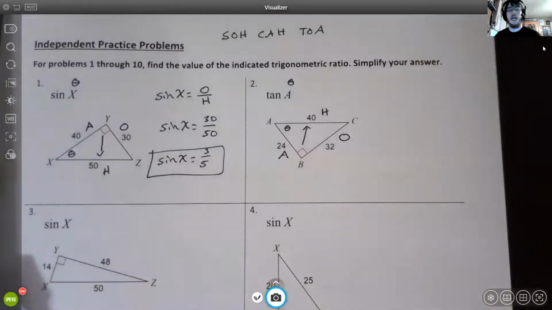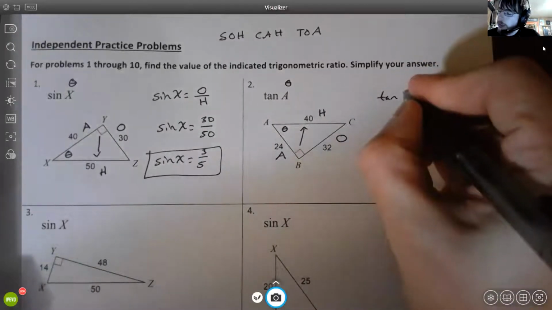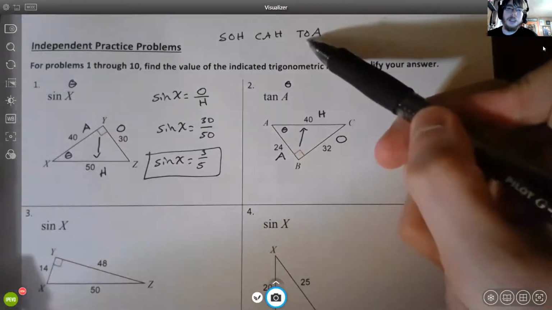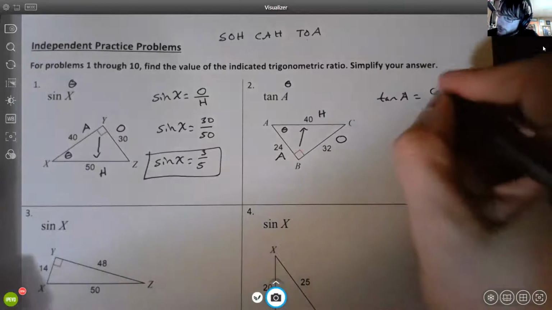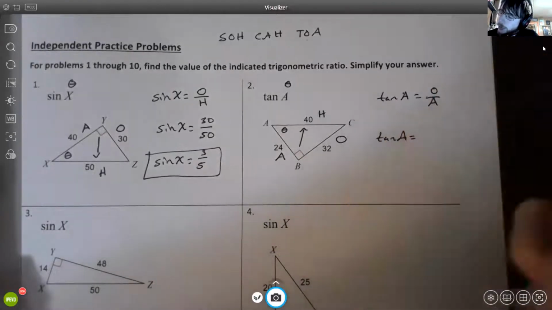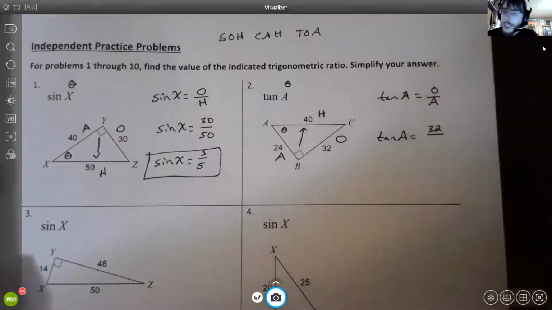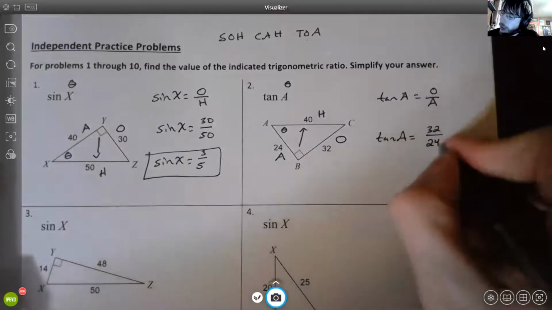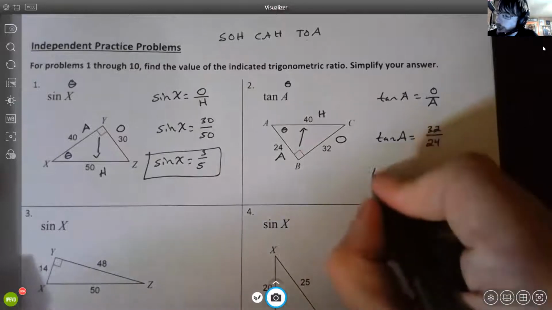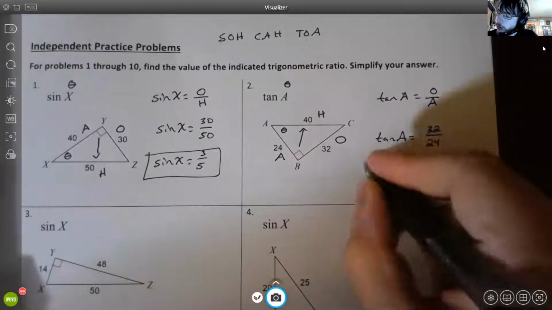So tangent of A, as SOHCAHTOA tells us, is opposite over adjacent, so O over A. So tangent of A is equal to O, which is 32, over A, which is 24. And I'm not going to switch back and forth between Desmos this whole time. I'll tell you that this does simplify, and specifically this simplifies to 4 over 3.